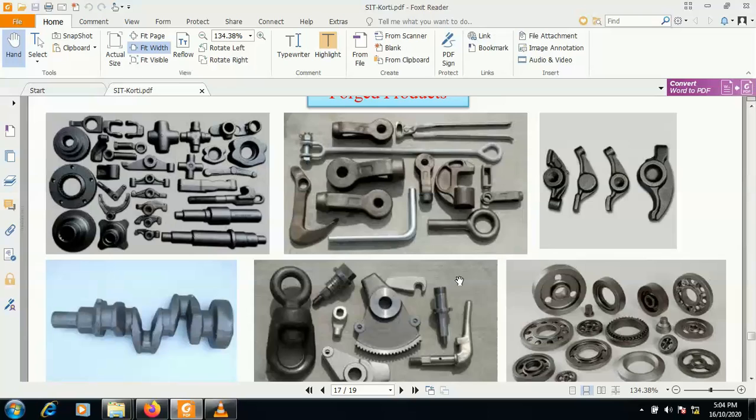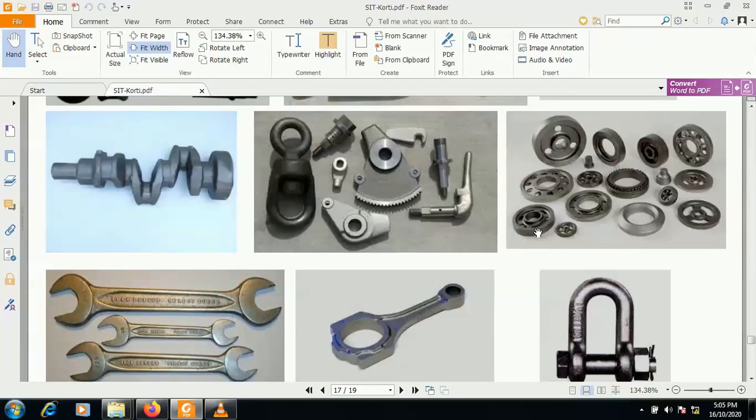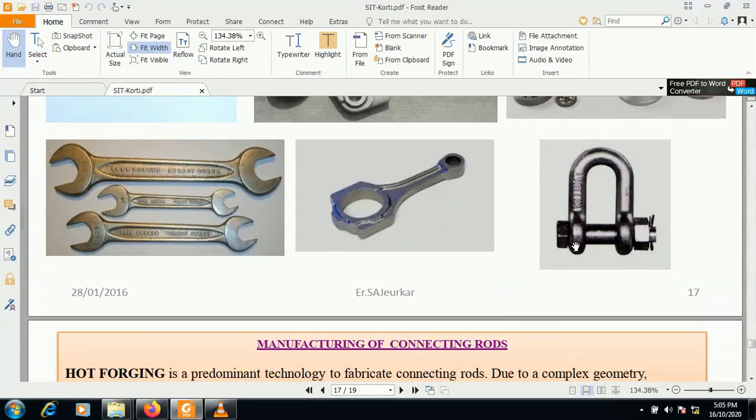This is the key. Again many products like knobs for controlling the valve, for controlling the flow. Various knobs are required in the industry. They are also made by using this forging process. Circular discs can also be made by the forging process. These are the spanners. This is the connecting rod. These are hooks.